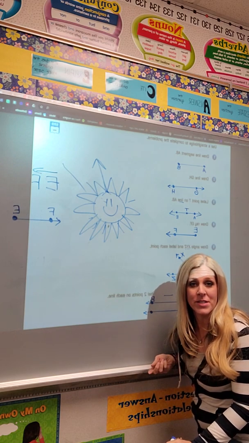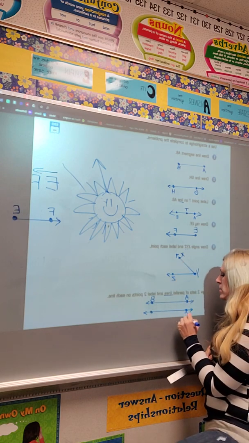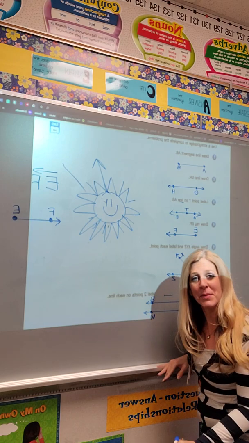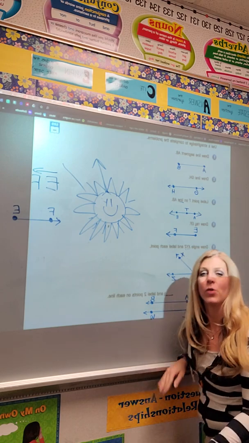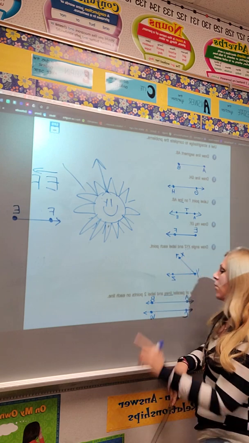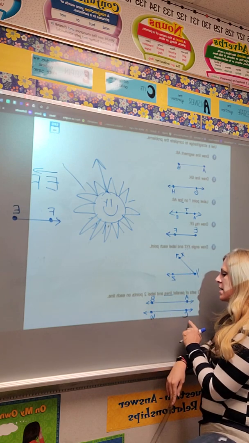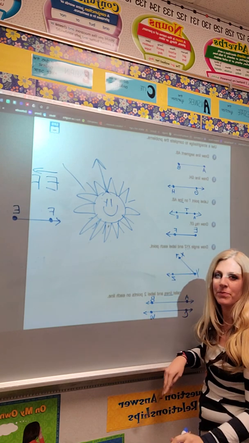So my name is Christine Wagner, so I'm going to make my points CW. I'm famous, I'm a line. You can make your letters whatever you want them to be. So I have line AB is parallel to line CW, okay?